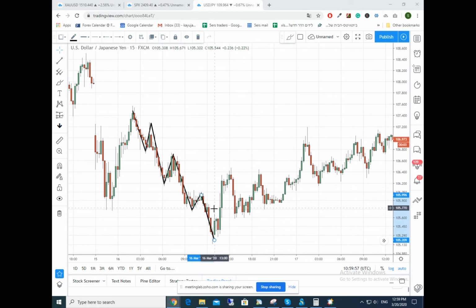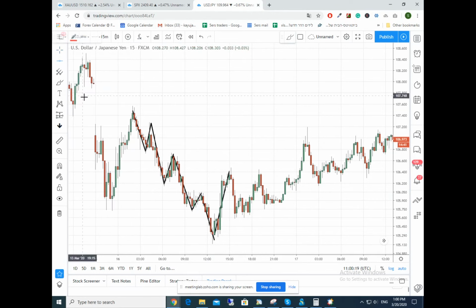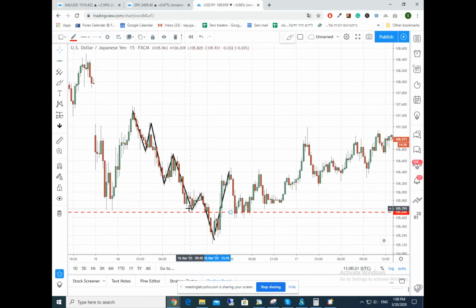And that pattern is called Quasimodo. Okay, this is the Quasimodo. When the price creates the higher high, we can already see that we got the Quasimodo pattern. The right level to enter is usually what we call the left shoulder, which is the one before the last low here, of the recent downtrend.